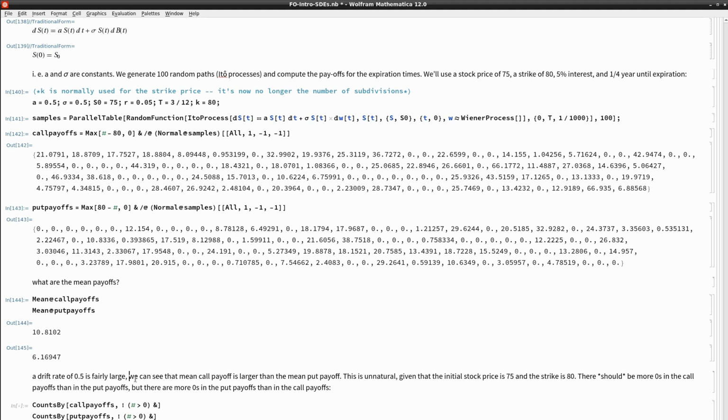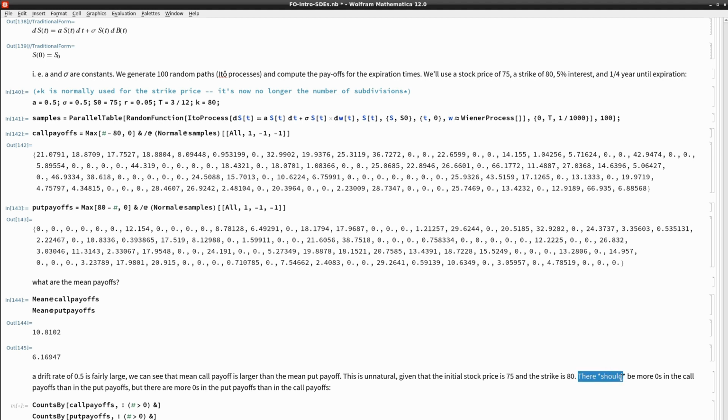The interest rates in most countries are very low now. Some of them even have 0 or negative interest rates. So we can see that the mean call payoff is larger than the mean put payoff. This is unnatural, given that our stock price is 75 and it would have to go some $5 up, which we're not requiring for the puts, but we're requiring it for the calls to reach 80.